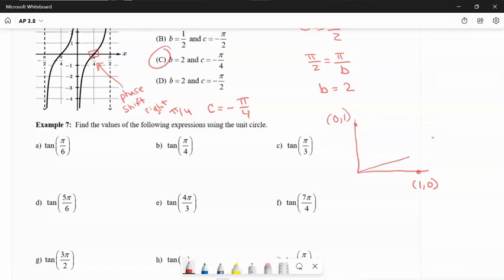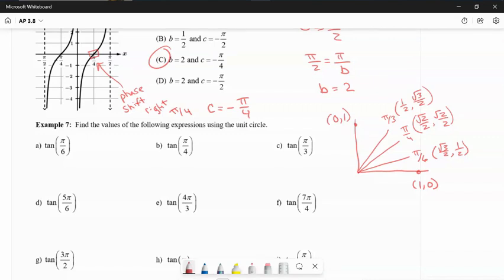So I have my pi over 6, which is going to be square root of 3 over 2 and 1/2. And then I have pi over 4, which is square root of 2 over 2, square root of 2 over 2. Those are the coordinates there. And then I have pi over 3, which is going to be 1/2 and square root of 3 over 2.